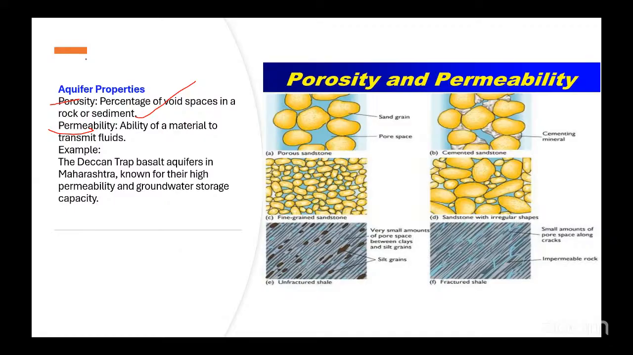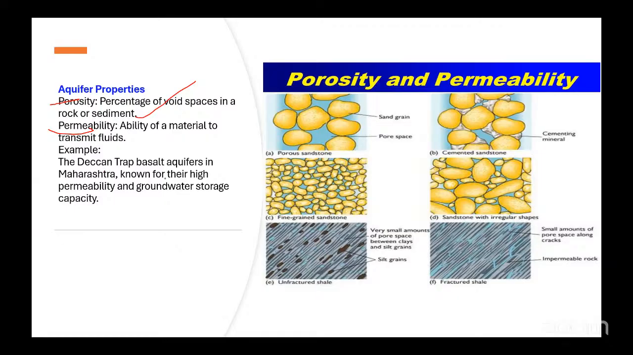As we have discussed earlier, what is an aquifer? It has to store water and it has to transmit water. Then only we call it a good aquifer. So in an aquifer, these two properties are important. One is porosity, the percentage of void spaces present in some volume of rock or formation. The other is the ability of a material or rock formation to transmit fluids, to transmit groundwater. That is called permeability.